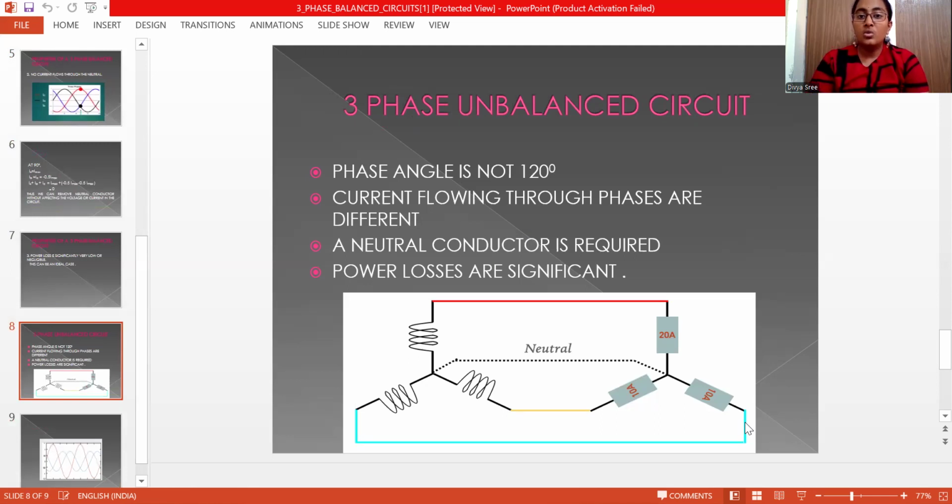Now, a neutral conductor is required in an unbalanced circuit, and we observe a few power losses in this type of circuit that we don't observe in a balanced circuit.